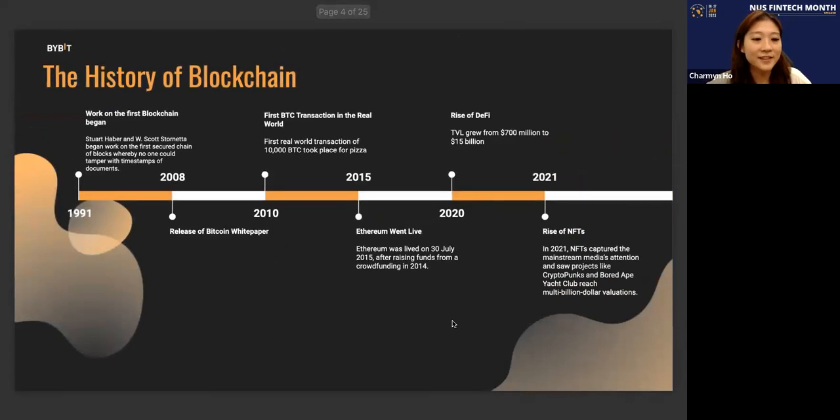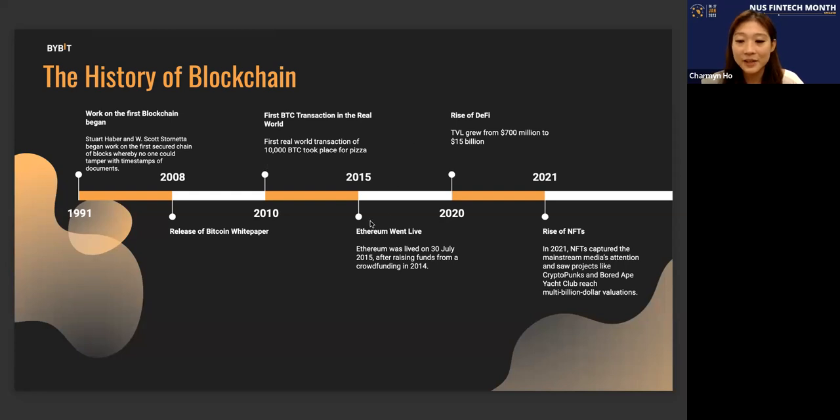All right, so before diving into what blockchain technology is about, I just wanted to share with you guys the history of blockchain and when it first started. While it might seem that the rise of blockchain only began recently, the idea and theory behind blockchain has actually been in the works since 1991, and that's more than 30 years ago.